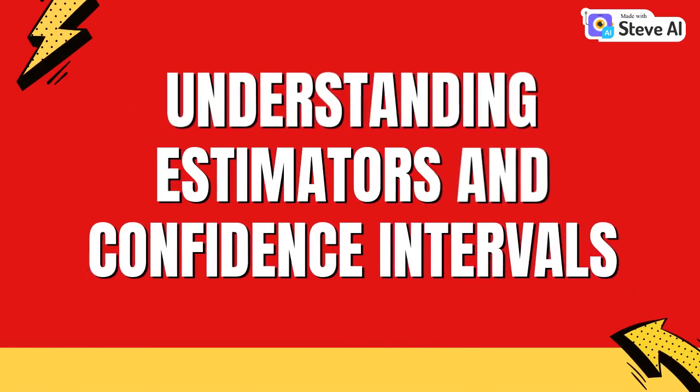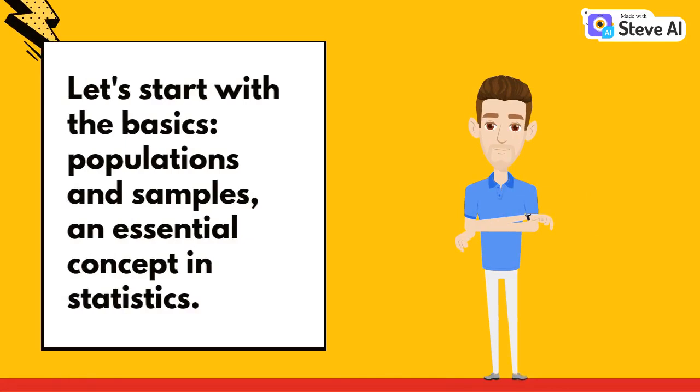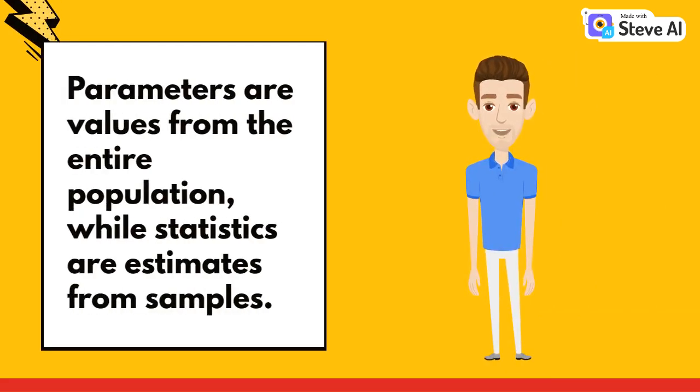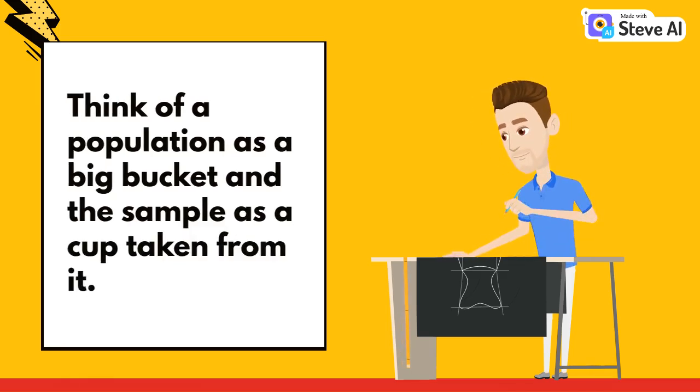Understanding estimators and confidence intervals. Let's start with the basics: populations and samples, an essential concept in statistics. Parameters are values from the entire population, while statistics are estimates from samples. Think of a population as a big bucket and the sample as a cup taken from it.